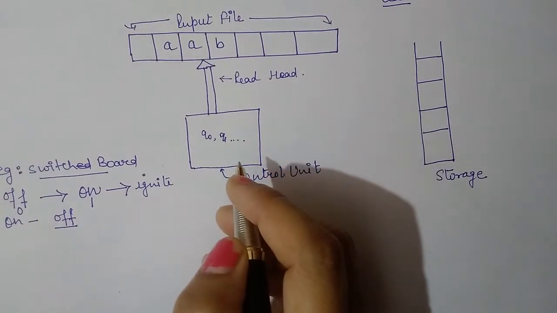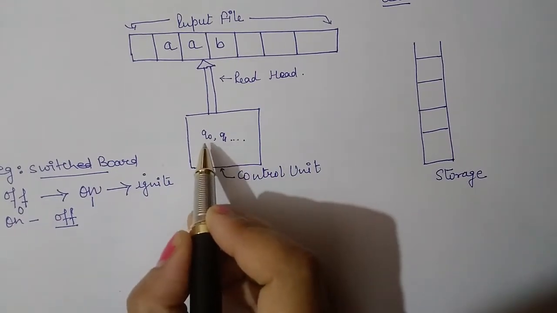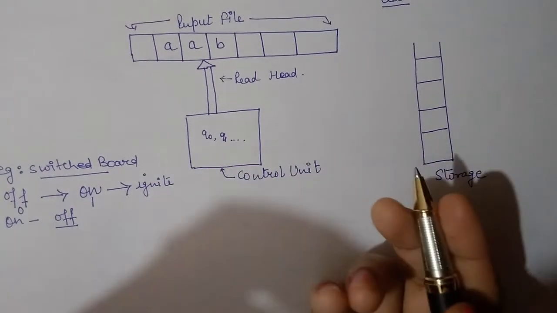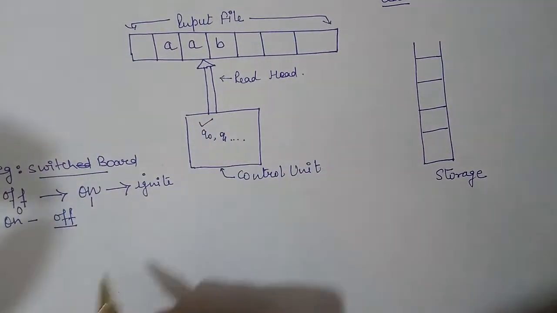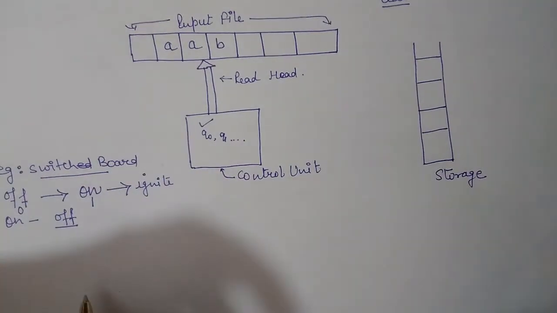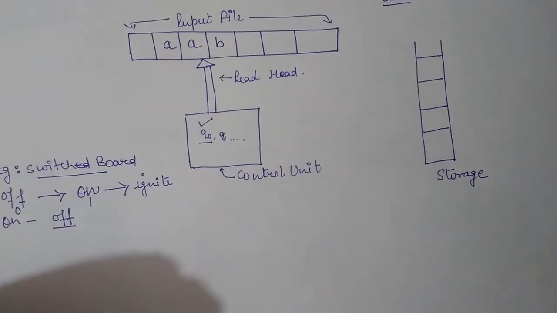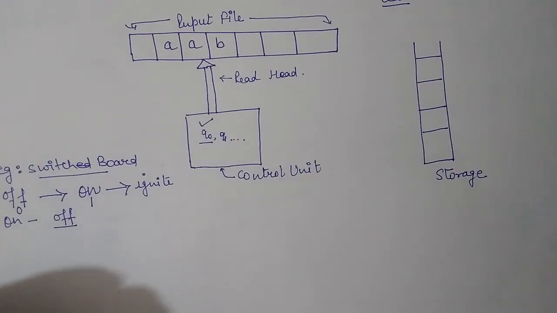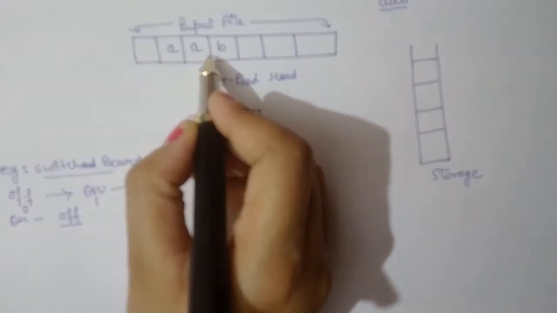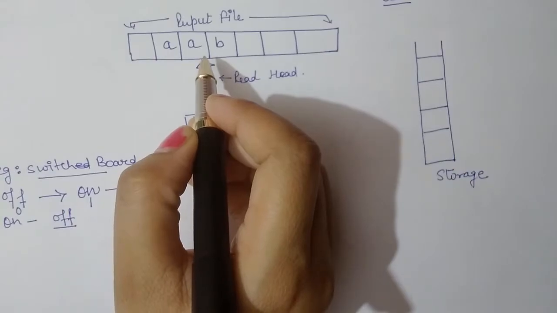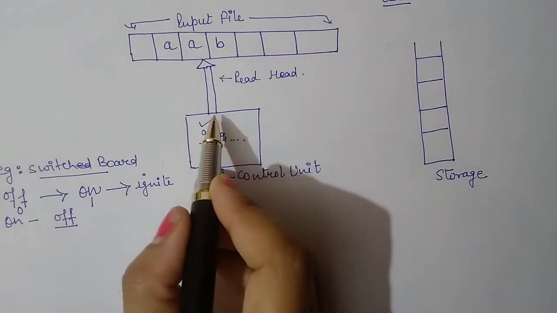This control unit consists of so many states, like I have already written here: Q0, Q1, Q2. There may be any count of states, but the initial state will be Q0. In most machines, or in most books, Q0, with small q, is the symbol used to represent the initial state, and small English alphabets or mathematical digits are used to represent inputs. And this is the read head.